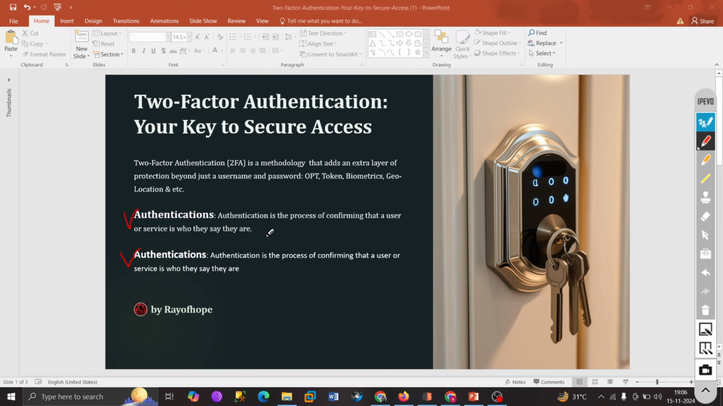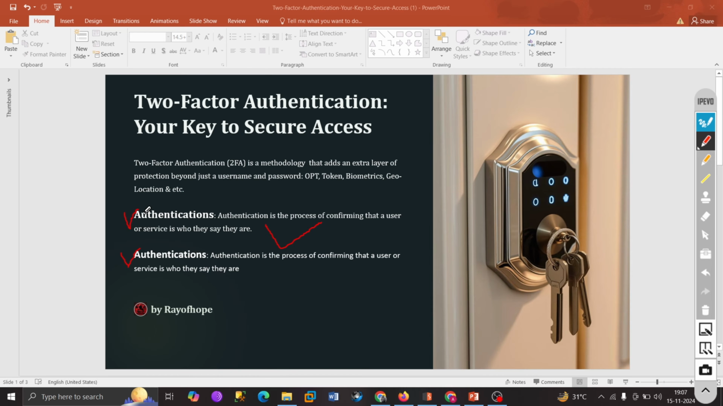Okay. So the basic difference is, when we talk about authentication, authentication is a methodology or process of confirming that the user or service is who they say they are. Simply, you are validating that the user or the service you are trying to access is the authorized person. Like you are saying, I am Rayofhope. You must be Rayofhope. There should be an identity for that, right? So validating that you are the user that you say you are, that is authentication.